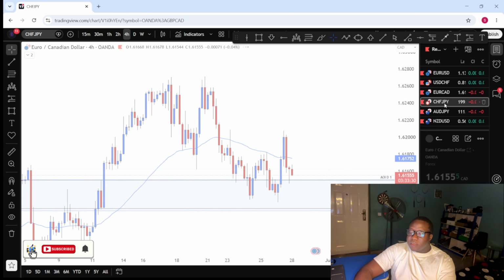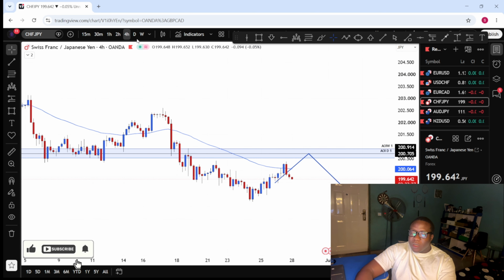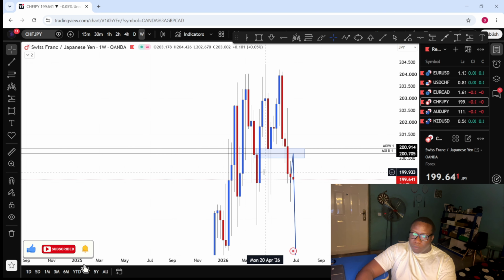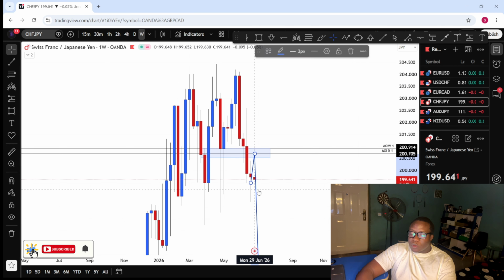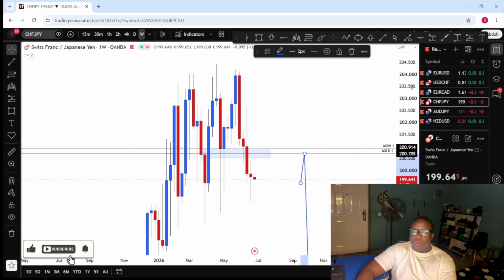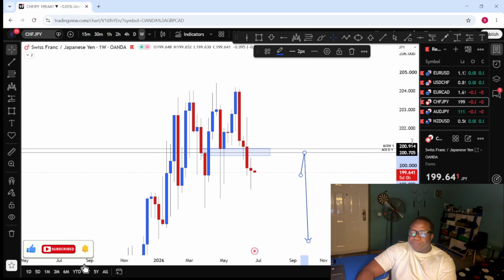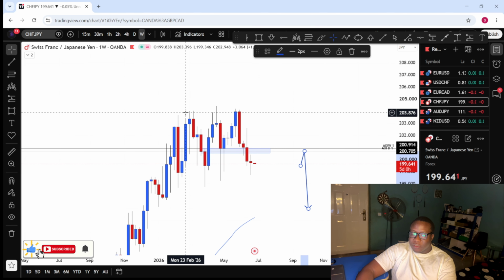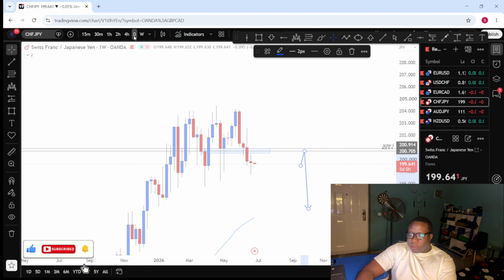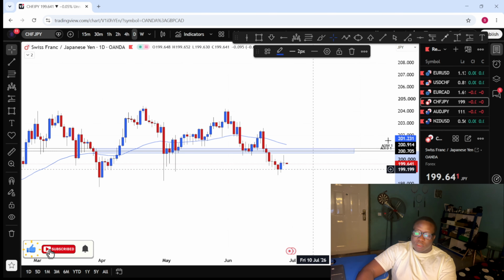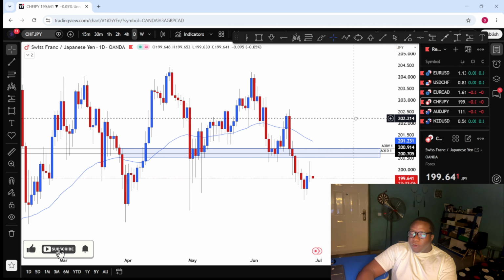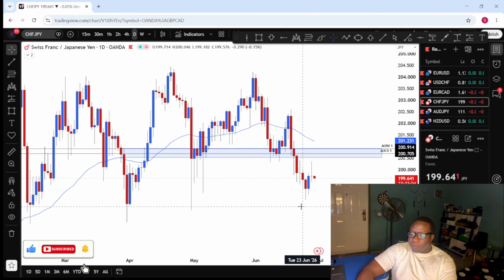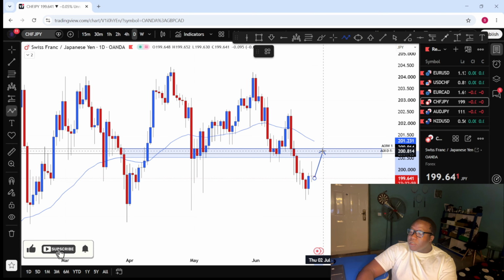The next pair is CHF JPY. I think we had CHF JPY last week, but the market didn't give us what we were waiting for, so we didn't execute any trade. So this week we're going to be waiting for the same thing. As you can see, the weekly time frame is bearish, and the daily time frame is bearish. So we're just waiting for a retest of our area of interest, market to come up, retest our area of interest, and then we look for sales at this area to the downside.